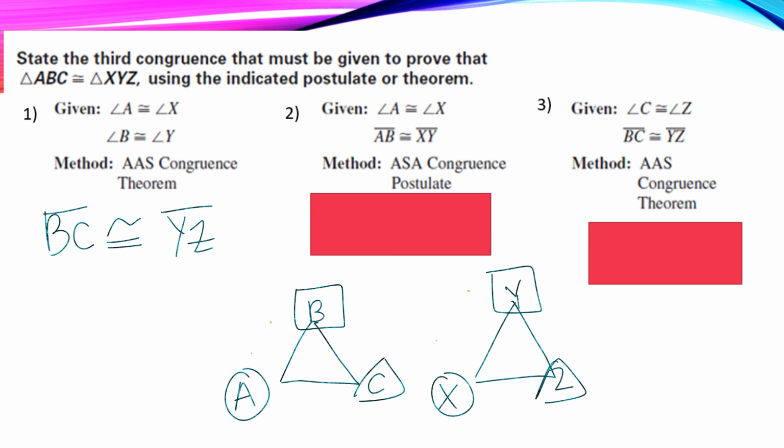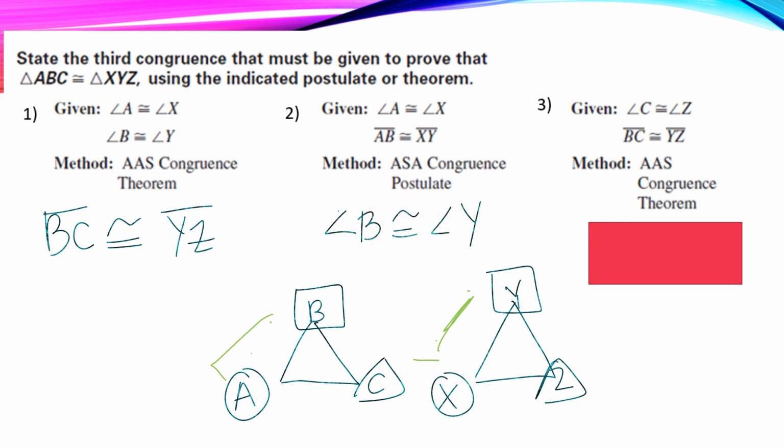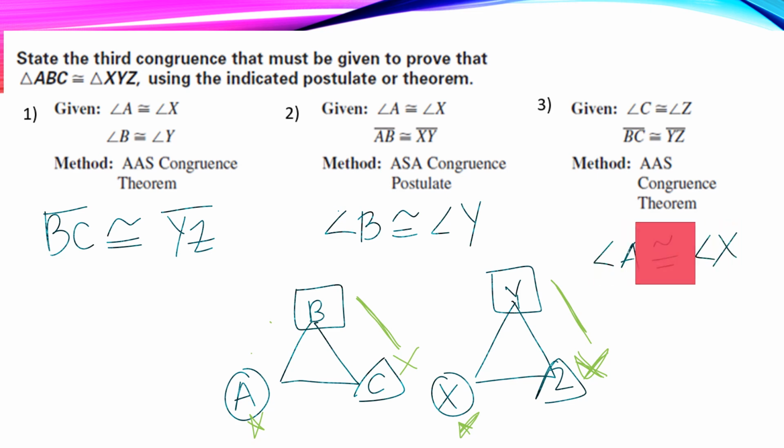Angle A is congruent to angle X. AB is congruent to XY. So we have this, then this, and we want angle, side, angle. So that means angle B is congruent to angle Y. Then for number 3, we have angle C is congruent to angle Z. So we have this guy here and this guy here. Then BC here is congruent to YZ, but they want angle, angle, side. So if we're using this angle over here first, we need to use this angle over here as well, which would be angle A is congruent to angle X.